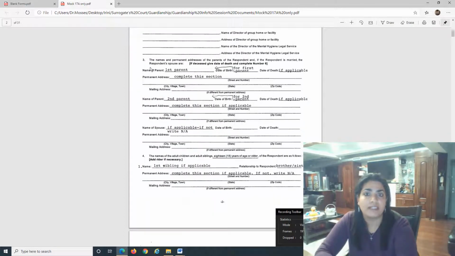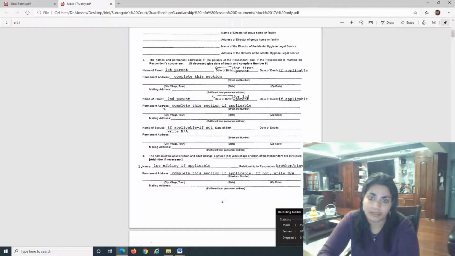Number 3, this information is about the parents. So it's the names and permanent addresses of the parents of the respondent, and if the respondent is married, the spouse. So this section might be repetitive of page number 1, but who are the respondent's parents? Now, don't forget, every family is different. Every familial situation is different. This could be the same as page 1, and it could be very much different than page 1. So this section gives us, the court, information about the parent.